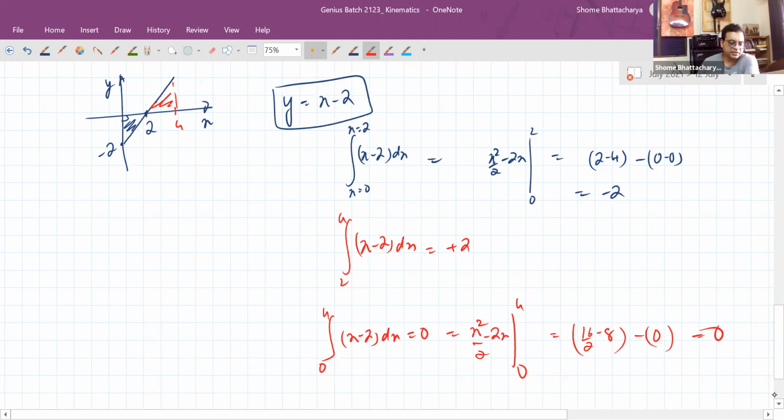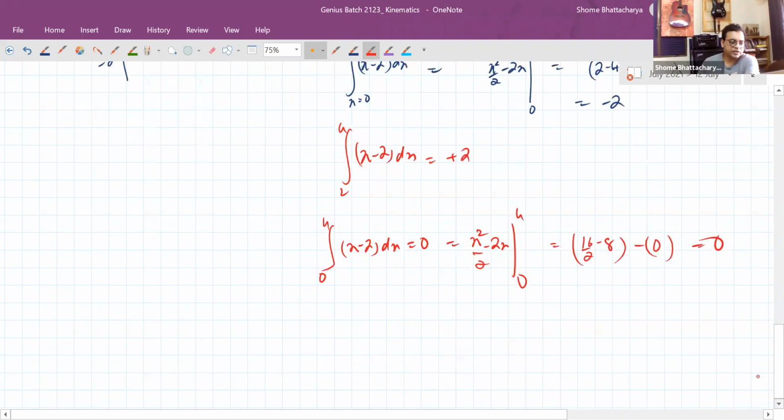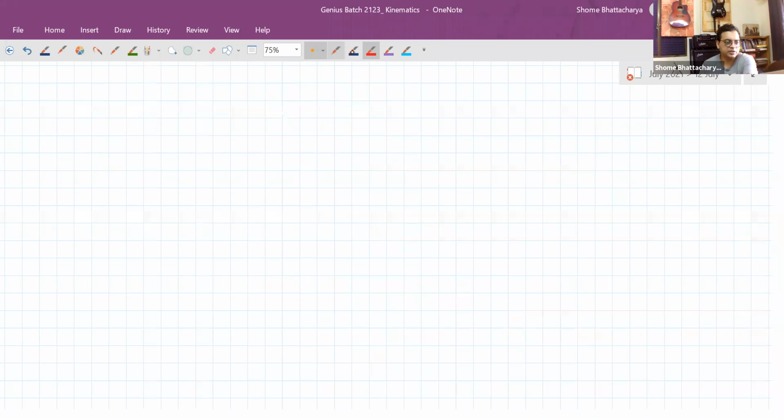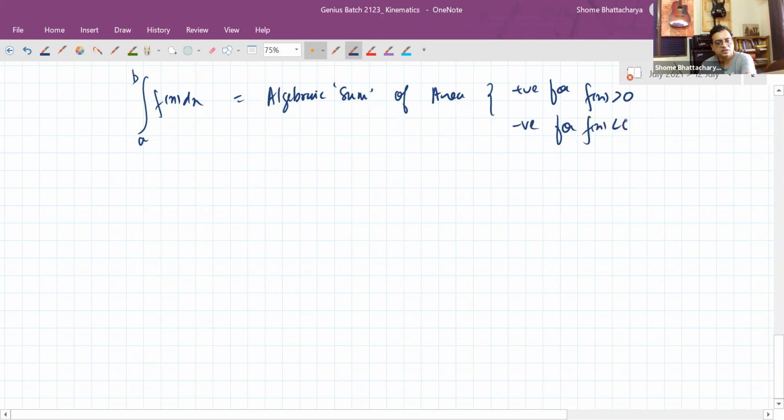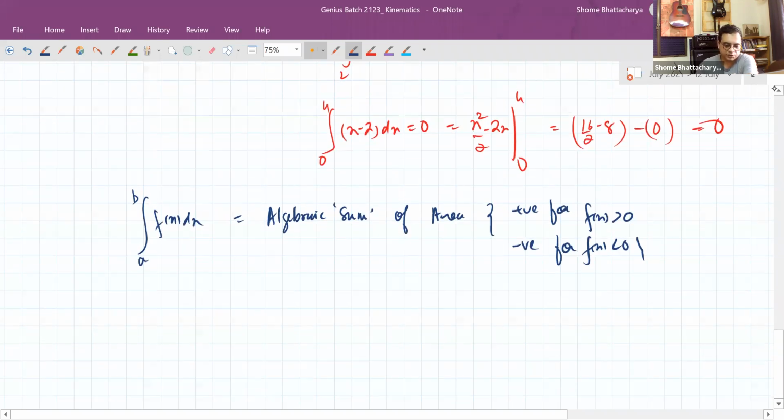So this integration always gives us what we call the algebraic sum of area. If the graph is alternating between the positive side and the negative side, this always gives the algebraic sum of area. It's positive for f(x) greater than 0 and negative for f(x) less than 0. Okay, so I hope this point is also clear to all of you.